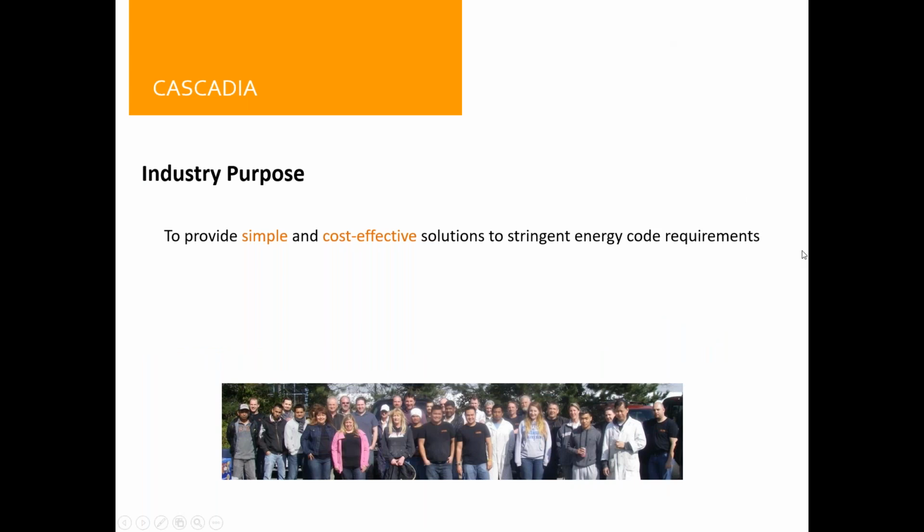Now, from that focus on energy efficient materials, we've come to articulate that as a company, our purpose is to provide simple and cost-effective solutions to ever more stringent energy code requirements. You can look almost anywhere in North America and see local and regional examples of ever more stringent energy code requirements. And I think for our eventual good, that is a good thing.